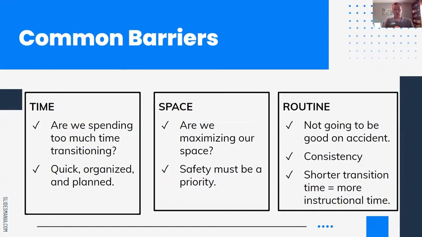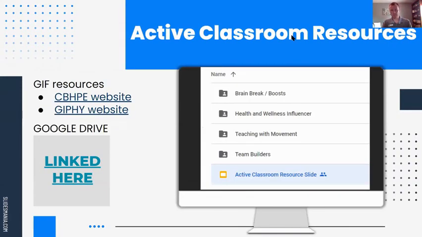And so again, routine, consistency, and with the transitions, if we plan those out, if we know we're going to have a partner strategy at this point in our class and we just go straight to the find your MVP partner, we're adding movement without a big transition. If we find ways to embed it in, we have fewer transitions and more instruction time.